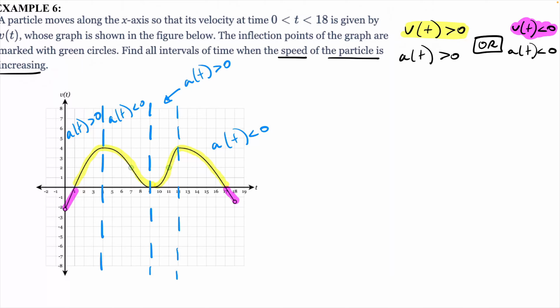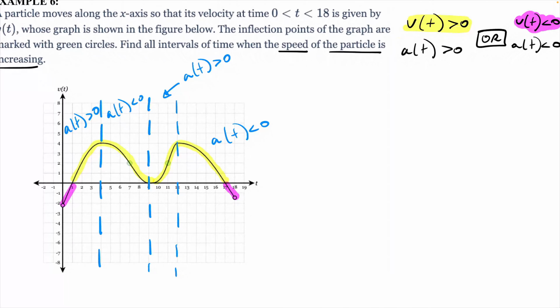So now when are velocity and acceleration going to both be positive? When are velocity and acceleration both positive? In other words, I need a greater than sign and I need yellow. So 1 to 4, yeah, that works. Yeah, sorry, I was looking at the wrong spot. 1 to 4, yellow, greater than.